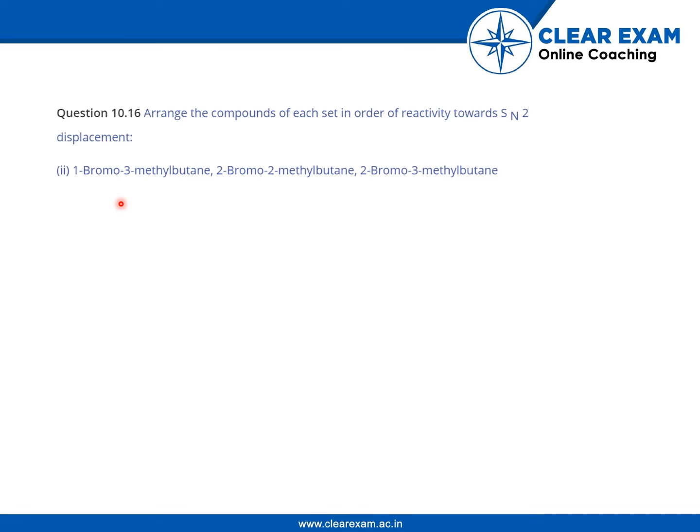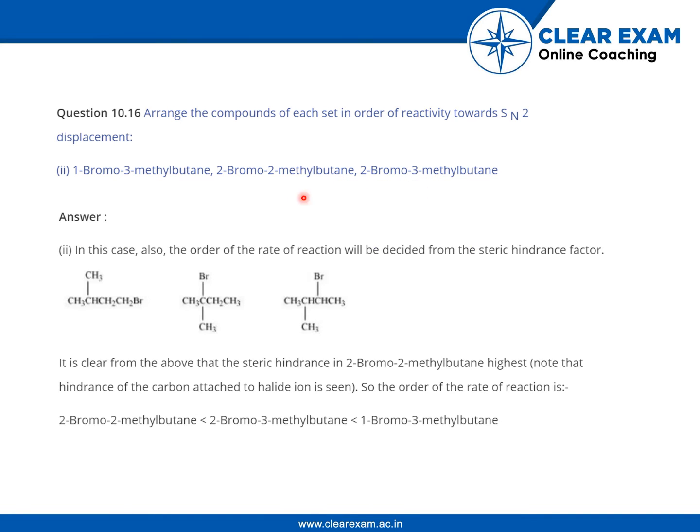Now again, the second part is 1-bromo-3-methylbutane, 2-bromo-2-methylbutane, and 2-bromo-3-methylbutane. Again, you can see that this is 2 degree, this is 3 degree, and again this is 2 degree. Okay, so it is easy to spot that this will have the least reactivity.